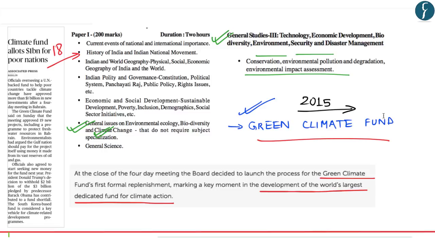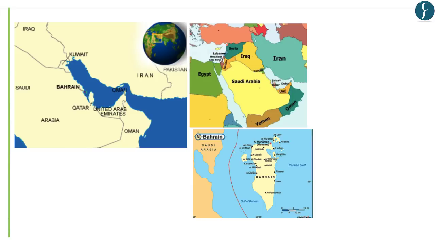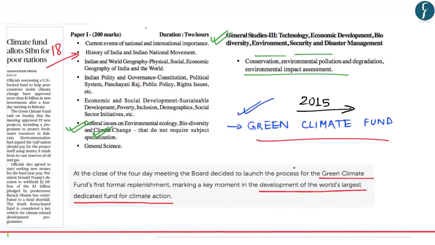And lastly, let us also try to locate Bahrain in a map. Now Bahrain is an island in the Persian Gulf, if you can see in this particular picture. And Bahrain is very close to Qatar, and this is in the Persian Gulf. So it is also important to know where these meetings are taking place. So this particular meeting on GCF, that is Green Climate Fund, took place in Bahrain. Hence in this aspect, the location of Bahrain also becomes very important. With this, let's move on to the next news.